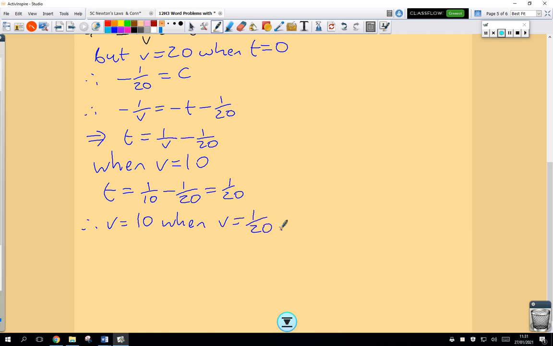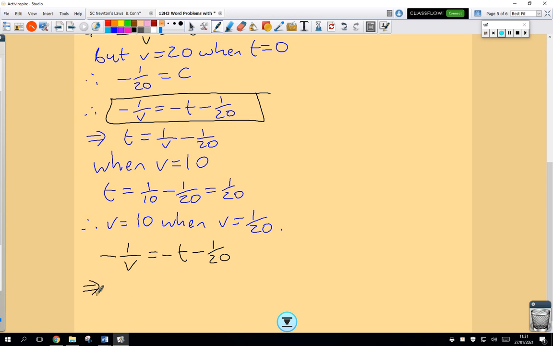Okay, I want to find s. So what I'm going to do is solve for s in terms of t and then substitute back in. And to do that, I'm going to go right back up here to my solution. Negative 1 over v equals negative t minus 1/20. So my next stage is to say we know negative 1 over v is equal to negative t minus 1/20. Multiplying on both sides by negative 1, we're going to get 1 over v is equal to t plus 1/20.